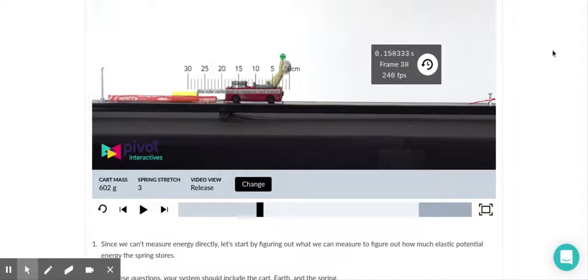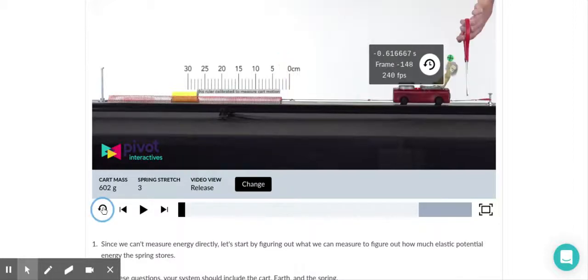So since I have the speed of 1.2 meters per second, I can square that, multiply it by a mass of 0.602 kilograms, and multiply it by 1/2. That gives me the kinetic energy. That kinetic energy is going to be equal to the EPE that he has at the start here.